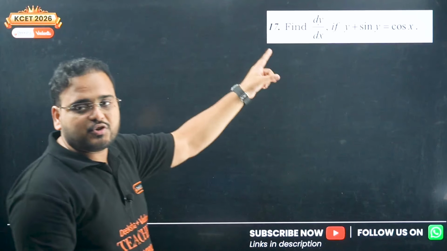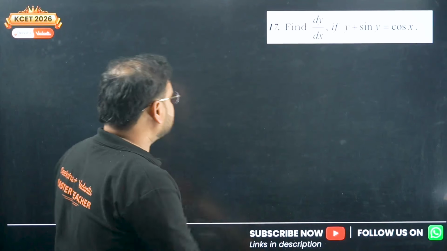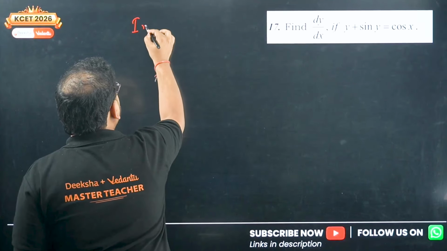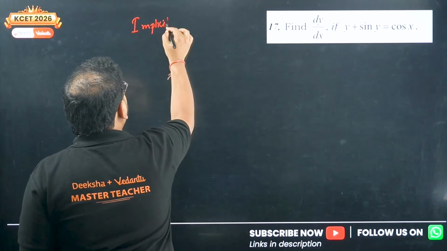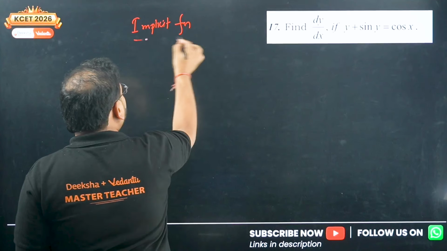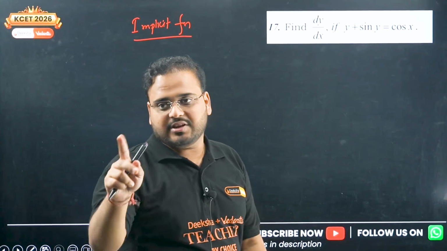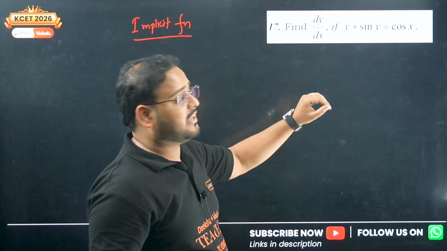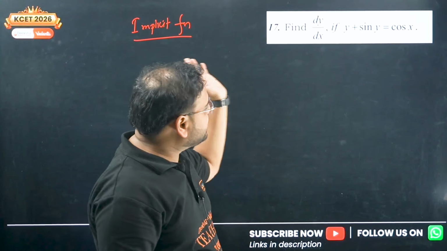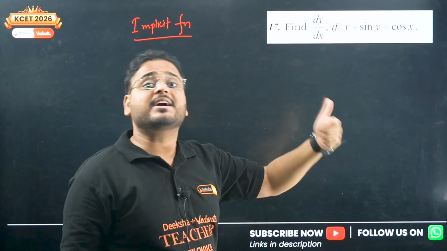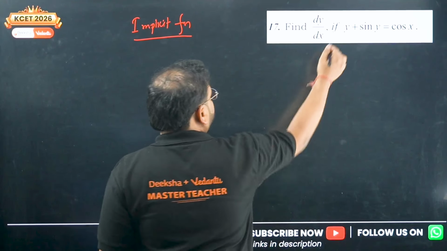Here we go. Question on implicit function. This is a question on a topic which is called implicit function, where you can't make the subject as y or any other variable, because you have y plus sin y. How would you find it? You can't. You have to differentiate it like this itself and take dy by dx common. I'll show you.